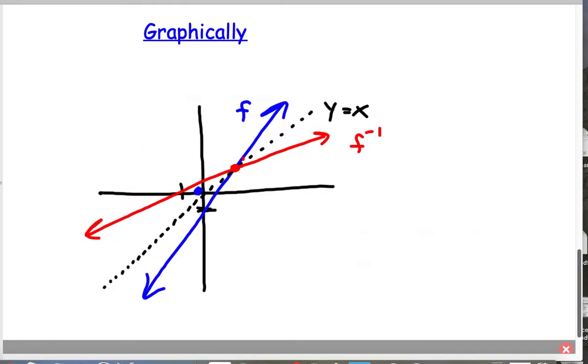So if, for example, let's say I had the point 3, 5, for the inverse it's going to become 5, 3. Okay. If I had negative 1, negative 4, now it's going to become negative 4, negative 1. And so we're just going to switch all the x's and y's, or reflect it over the line y equals x.